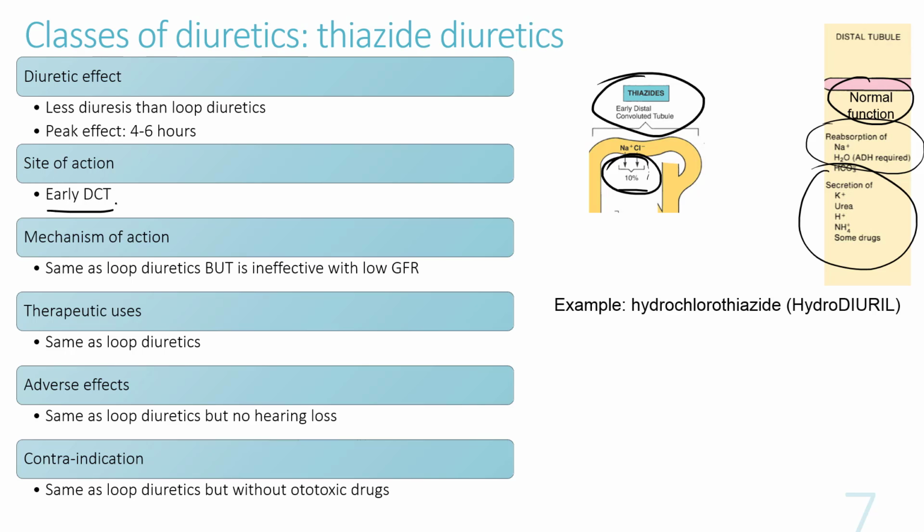So that's the site of action. The mechanism of action is exactly the same as loop diuretics, but it's not effective when the glomerular filtration rate is low, because it needs a good amount of fluid to be filtered from the glomerular capillaries into the Bowman's capsule and into the tubule for the thiazide diuretics to work. So basically, it can only be used in people with normal or healthy kidney function.